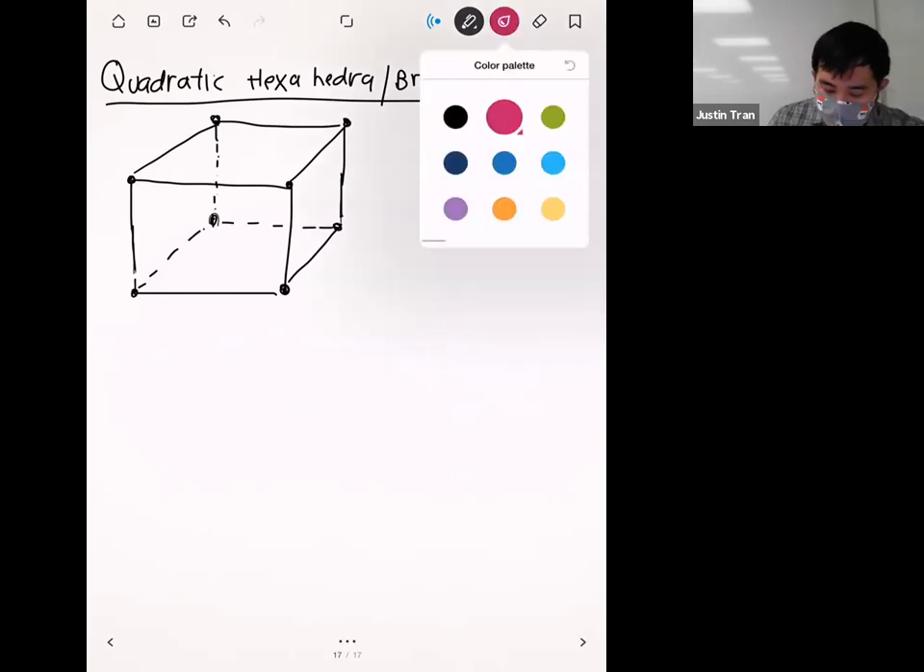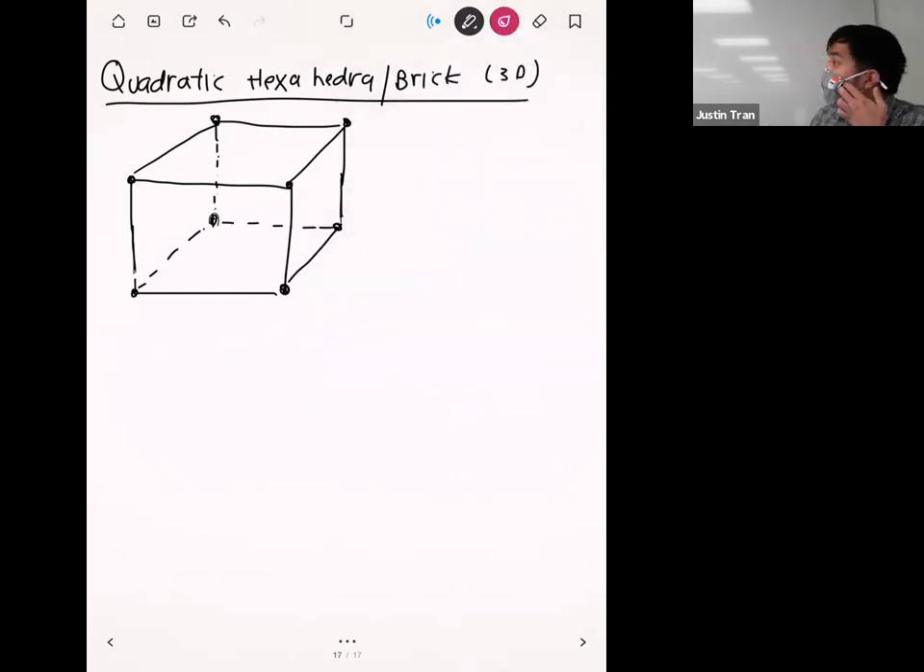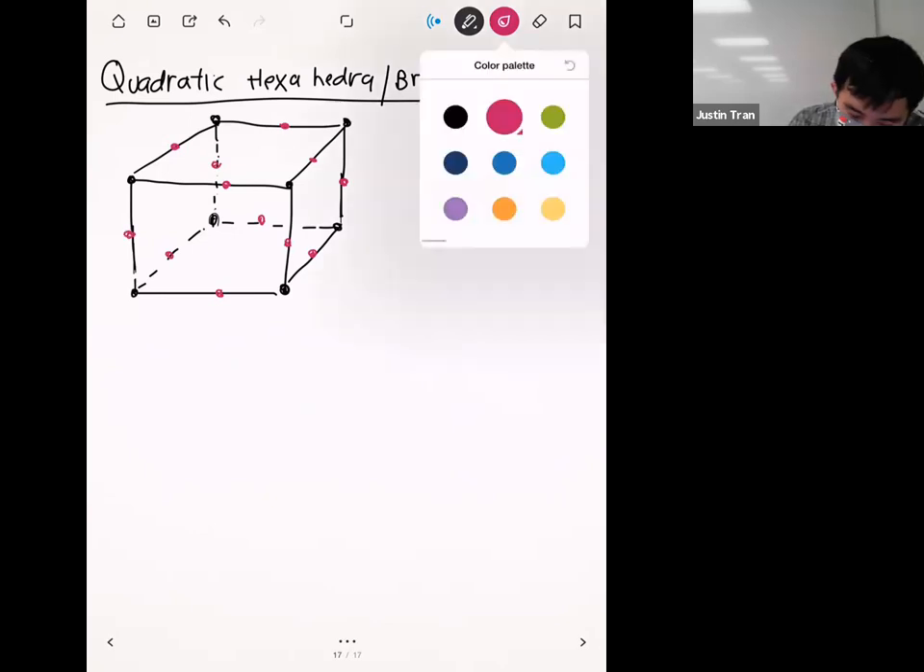Okay, and so there's all the linear nodes, right? So those are going to be at all the corners, and so now we're going to add all the nodes in the middles of the edges. Right? So node here, node here, node here, node here, here, here. Here. There should be 20. We can count them.